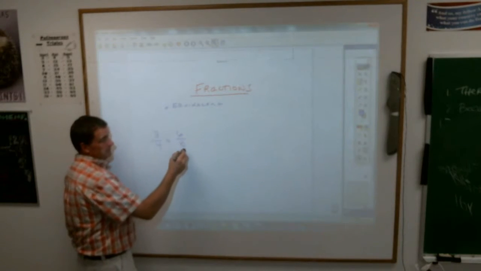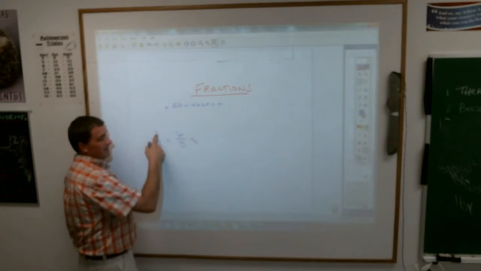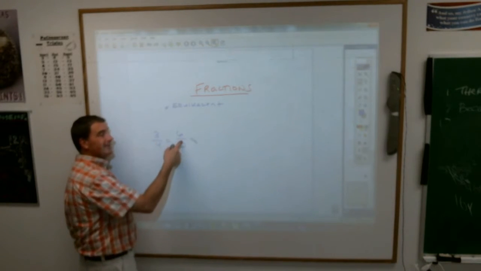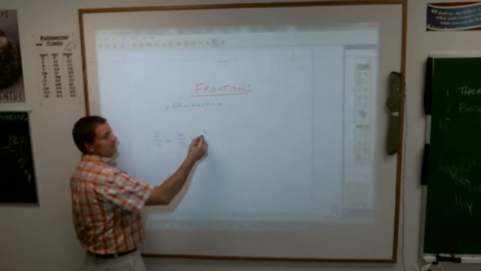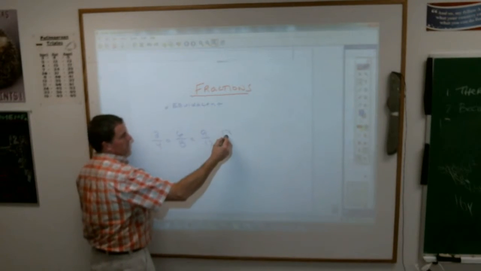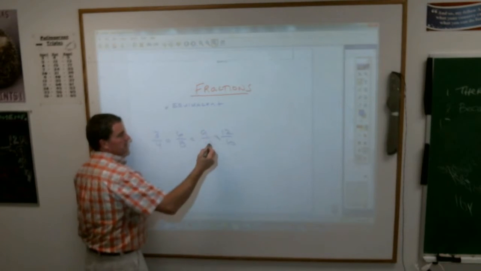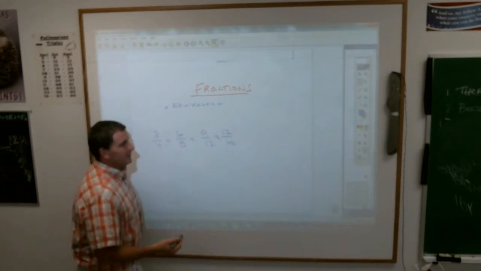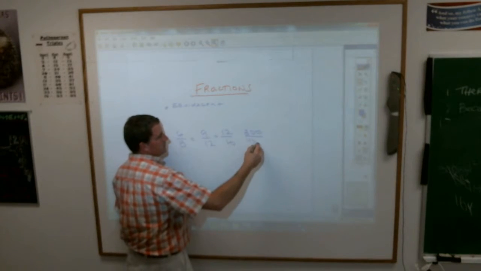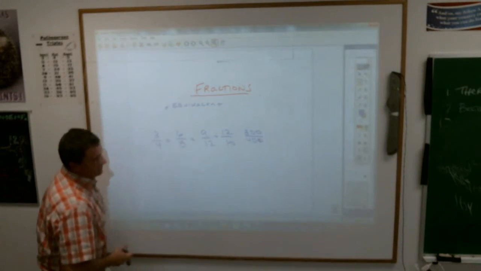For example, 6/8, right? If you multiply the top and bottom both by the same number, you're going to get an equal fraction. I multiply them both by 2, I get this. If I multiply them both by 3, I get 9/12. If I multiply them both by 4, I get 12/16. These are all equal. If I multiply them by 100, I get 300/400. Anybody know why that works?